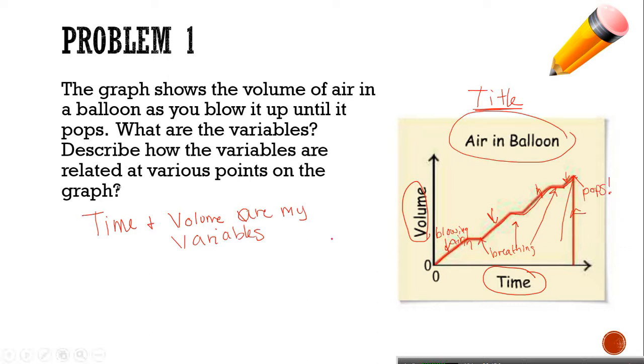Now one question I'm going to ask myself is, how many times am I actually blowing into this balloon? So let's count. I'm blowing air in right here, one, my first time blowing air in. Right here I'm blowing air in. Blowing some air in here. And slightly a bit right here. So I'm actually blowing air into my balloon 4 different times. And that's how you describe how variables are related. Basically, you're saying, as I blow air in, my volume goes up, and then it pops at the end.